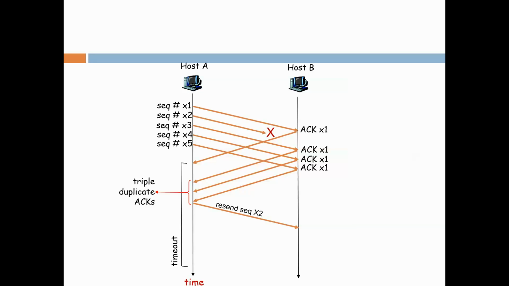But the problem is, as we know, the round trip time is not a constant value. It's only an estimate. The round trip time depends on the queuing delay, depends on the path, depends on the congestion. And so the round trip time itself is changing. So how can you actually set a timer that is effective?